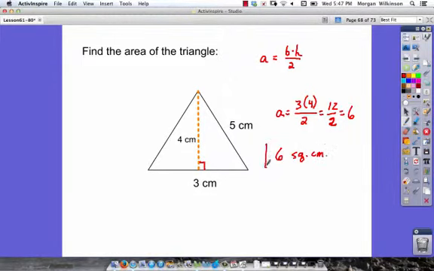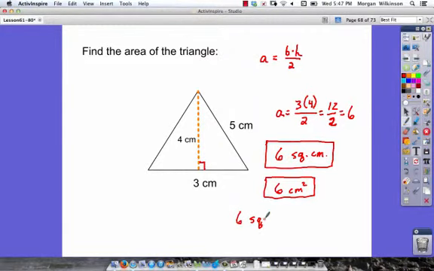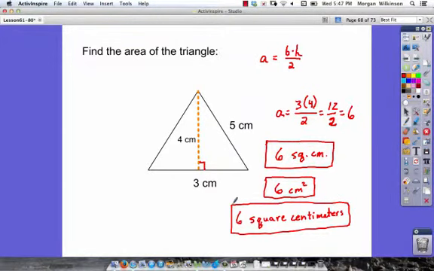And we could write our answer like this. Now, if you wanted to, you could also write 6 centimeters to the second power. That means exactly the same thing. And the third way you could write this answer out would be to say the 6 square centimeters. Box it. And regardless of which one you choose, they're all correct. They all mean the same thing.